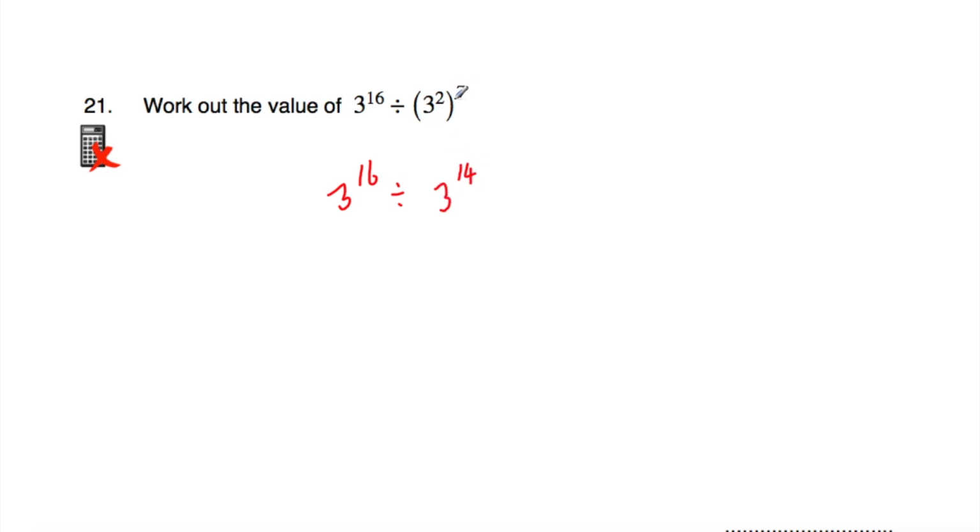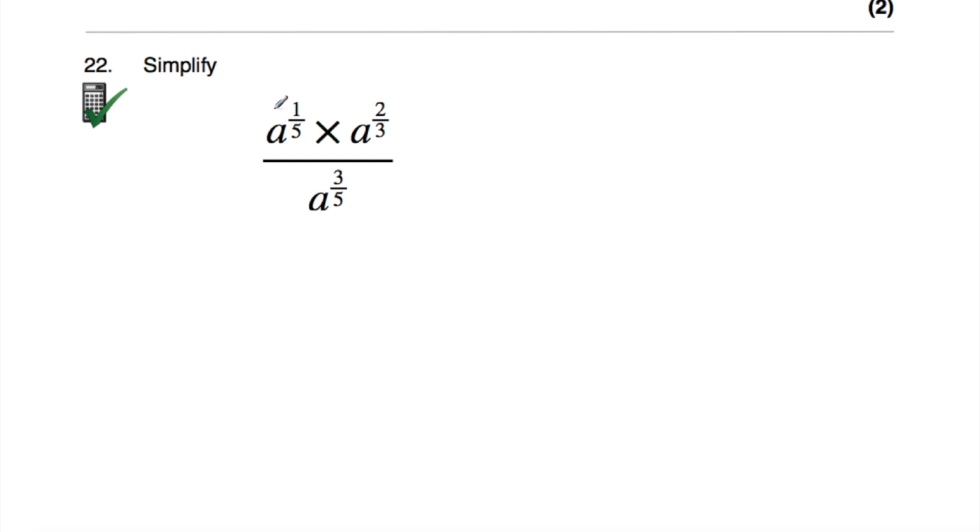Just working this bit out. Now, remember, we're dividing things with the same base, so we can take away the powers. 16 take away 14 is 2, so it's 3 squared. And then 3 squared is 9, so the answer is just 9. And that's it. And if you got that, well done. Okay, let's have a look at our next question, question number 22.